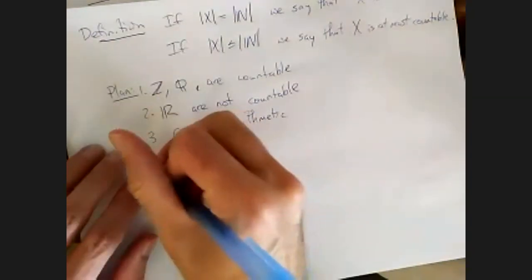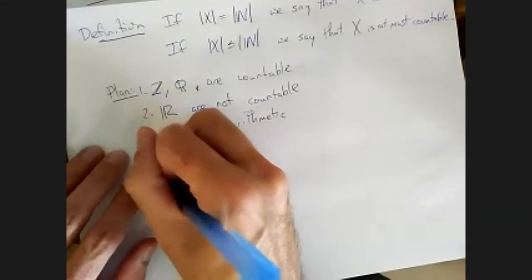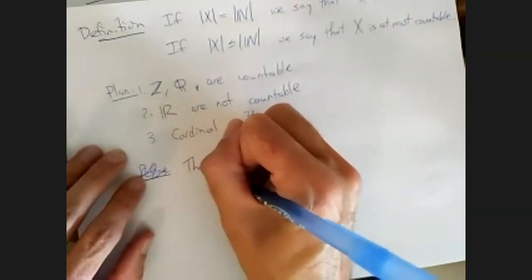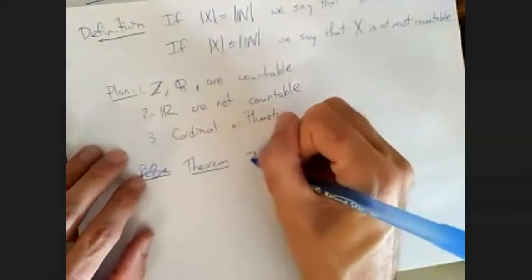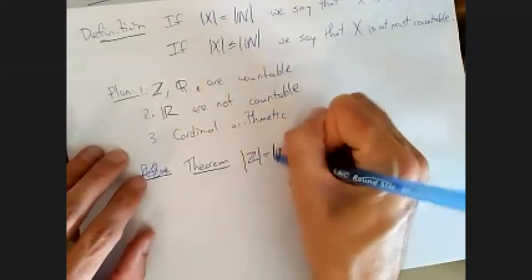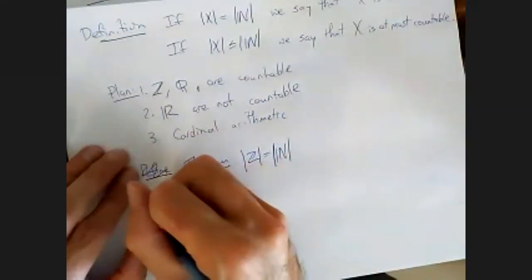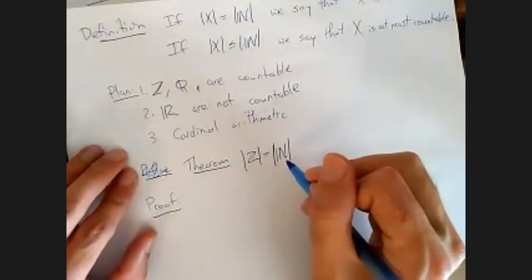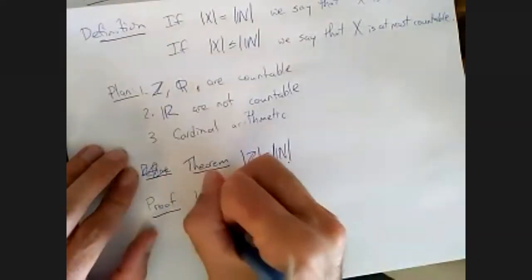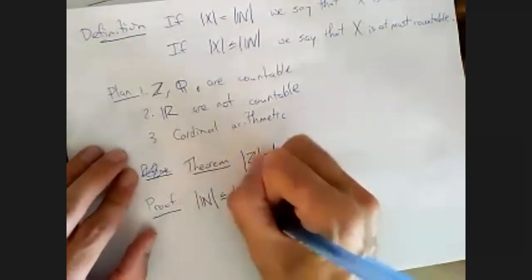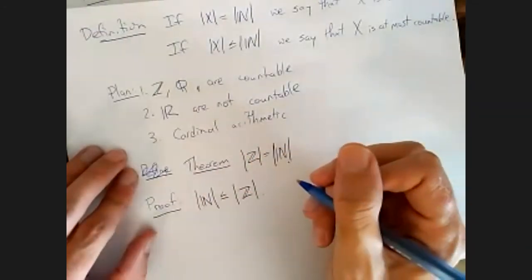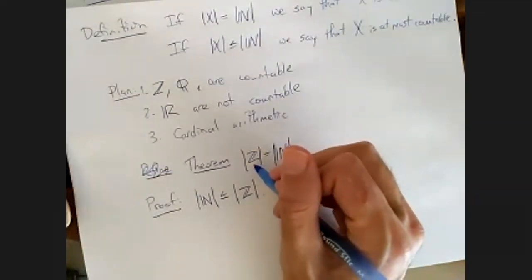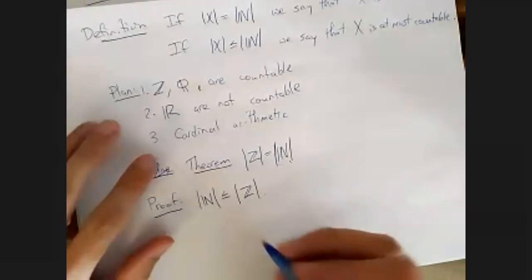Let's start with the integers. So I guess this is a theorem. The cardinality of Z equals the cardinality of the natural numbers. Proof. So it's clear that the natural numbers are a subset of the integers. So automatically we have this inequality. Now I want to define a one-to-one function from the integers to the natural numbers. So how do we do that?